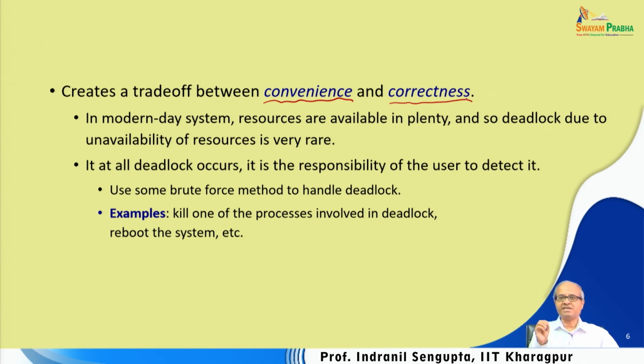In this context, correctness means a deadlock can happen and deadlock can disrupt the operation of the system. So, I am not doing anything for that. Correctness in this context means somehow the system will avoid or prevent the occurrence of deadlock, but here we are not doing that. So, convenience we are giving more priority as compared to correctness.